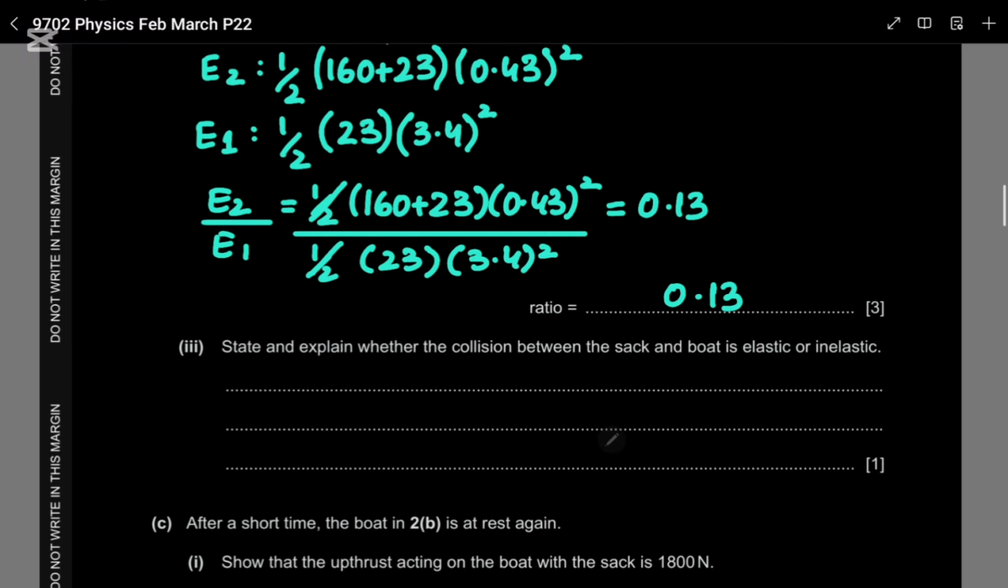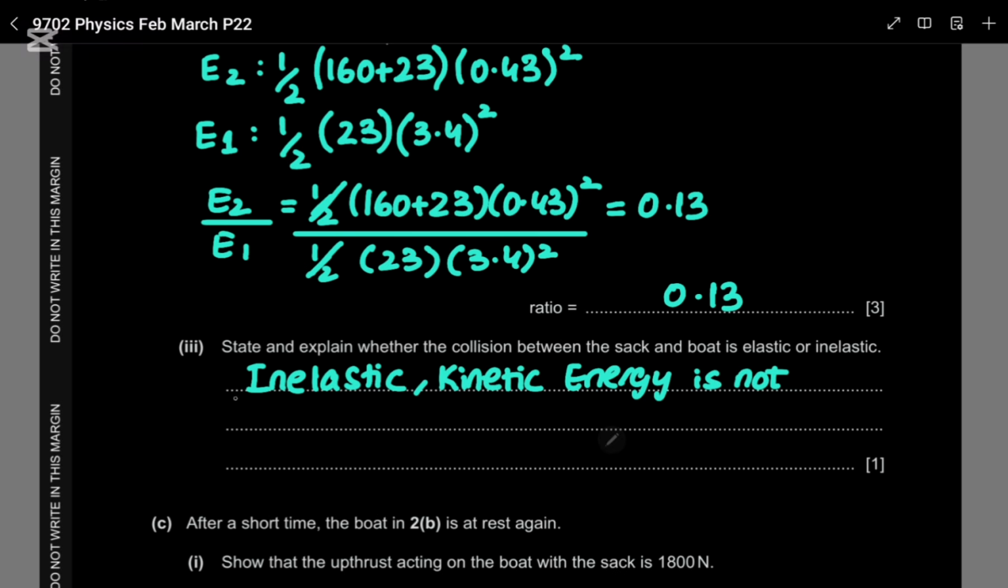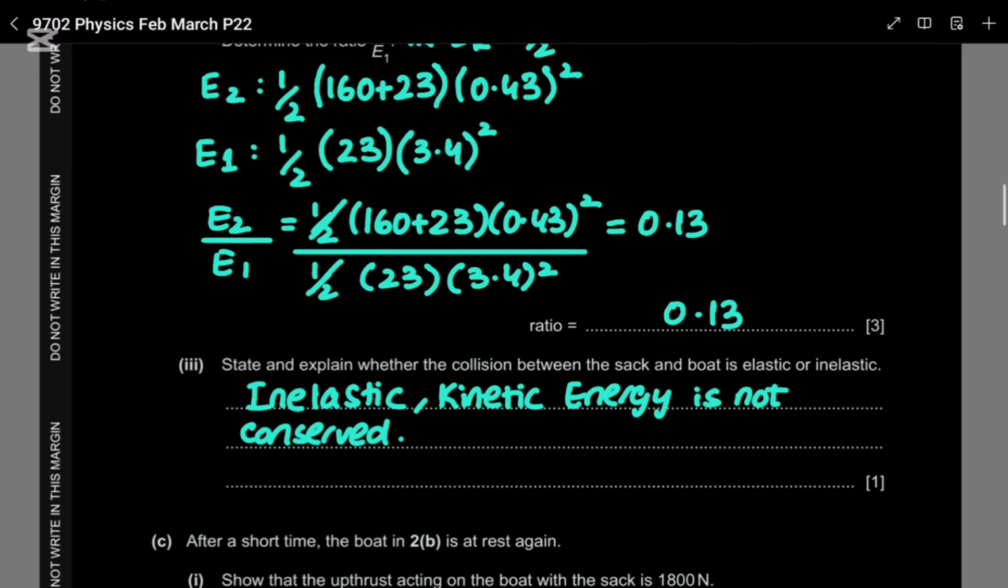Next, state and explain whether the collision between the sac and the boat is elastic or inelastic. Straight away, it is inelastic. Why? Whenever the answer is inelastic, the explanation is pretty simple: kinetic energy is not conserved. Or better to say that kinetic energy before and after are not the same. It's basically the same thing.